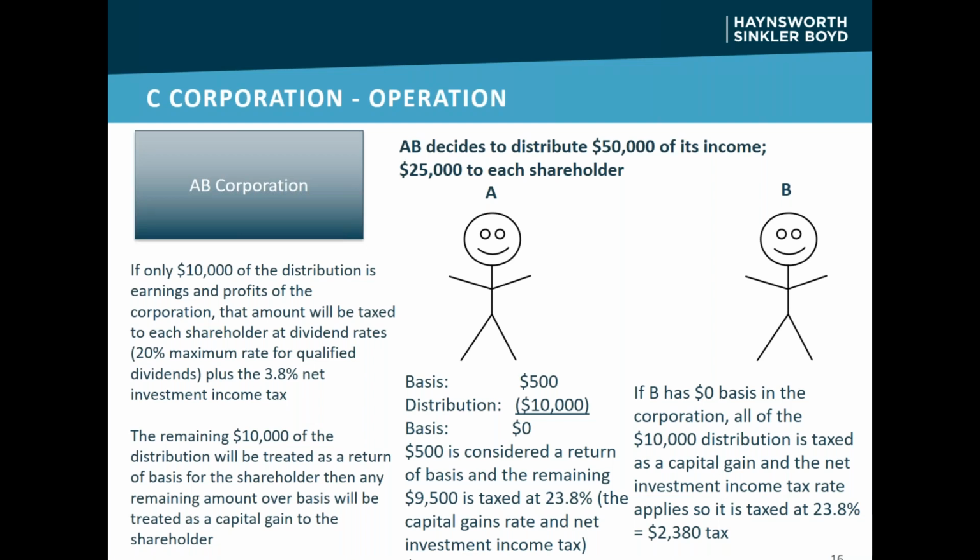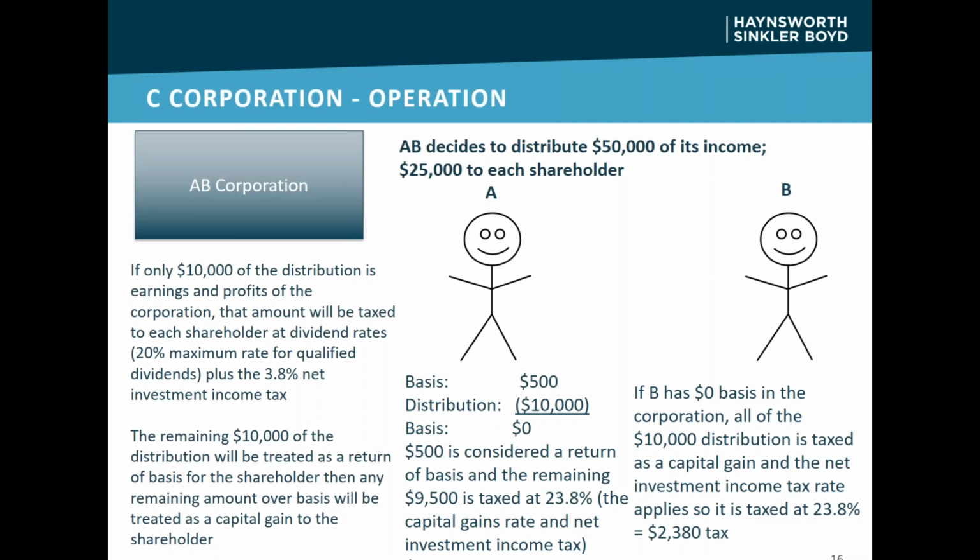So A is going to pay a total of $4,641 on this distribution, which is $2,380 on the $10,000 that was treated as a dividend, $0 on the $500 that is treated as a return of basis, and $2,261 on the remaining $9,500 that is taxed as a capital gain to the shareholder.